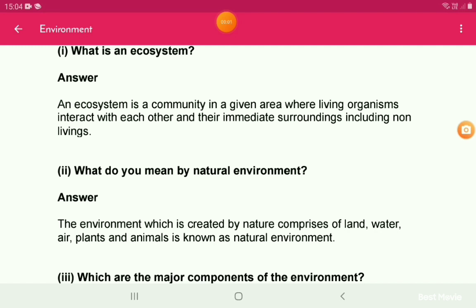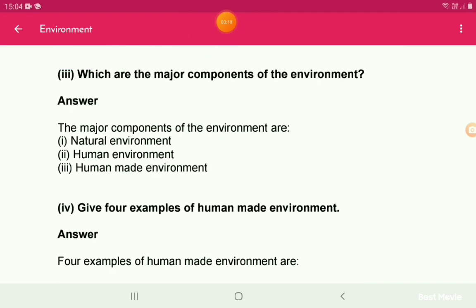Second question. What do you mean by natural environment? The environment which is created by nature, comprising land, water, air, plants and animals, is known as the natural environment. You can write now.